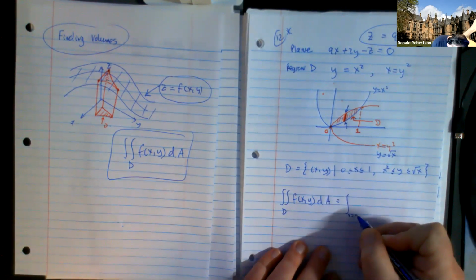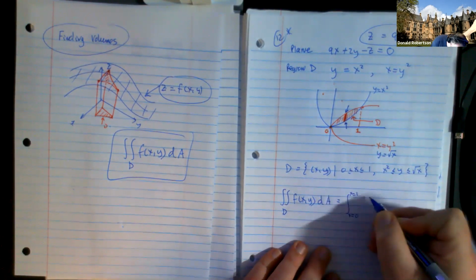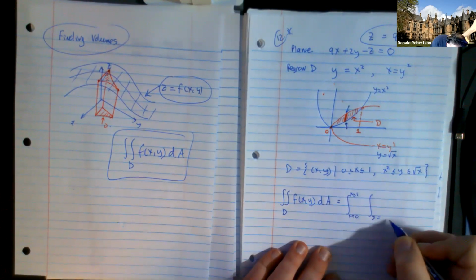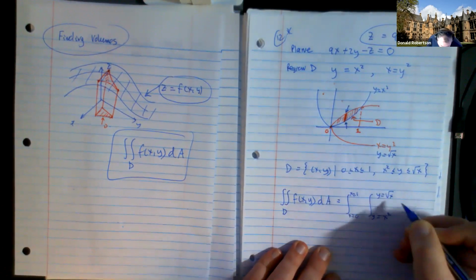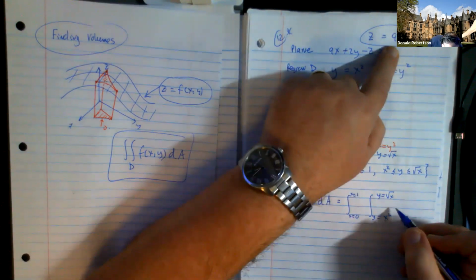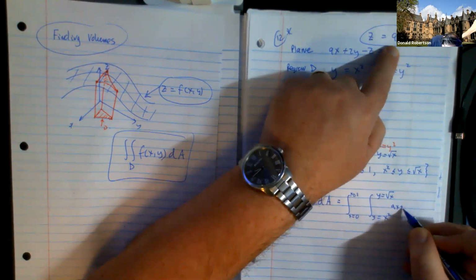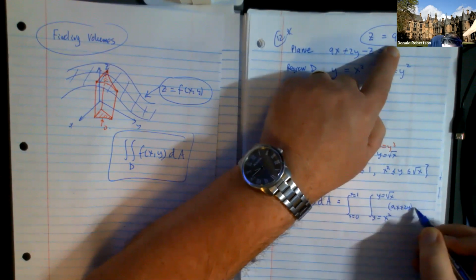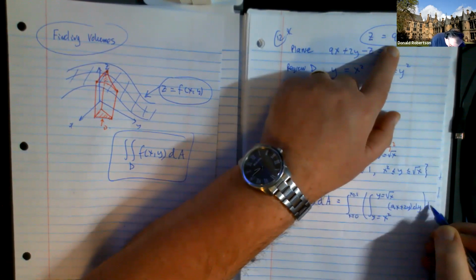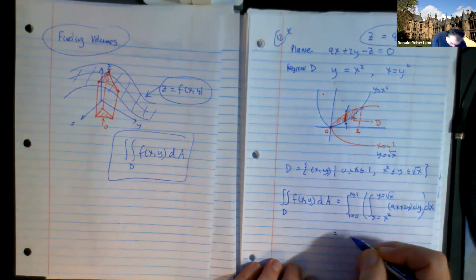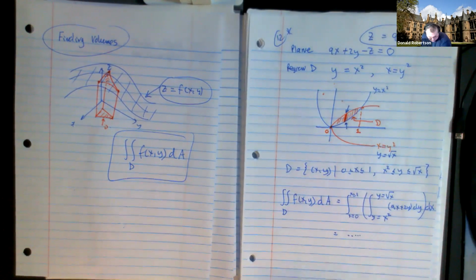So x is going to go from 0 to 1, and y is going to go from low to big. The function of x, y is basically 9x plus 2y. Do the y's first, and then do the x's. And at this point, I'm doing another dot, dot, dot.